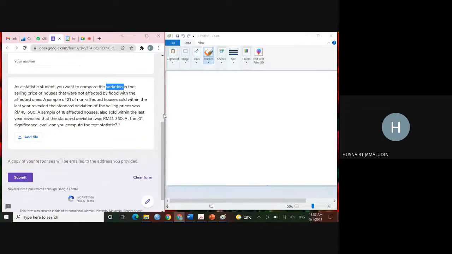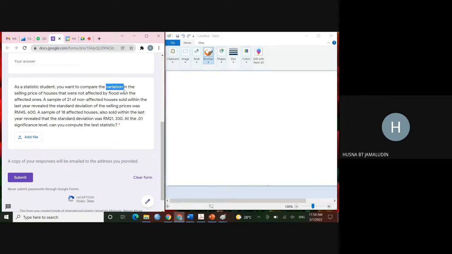So when you have what we call test 2 later on, it is like a combination of a few chapters. So you have to use your discretion to decide what kind of test, what kind of formula you should use. So you have to be able to identify the keywords. When we talk about variation, definitely we are talking about ANOVA. Remember, ANOVA is analysis of variance.